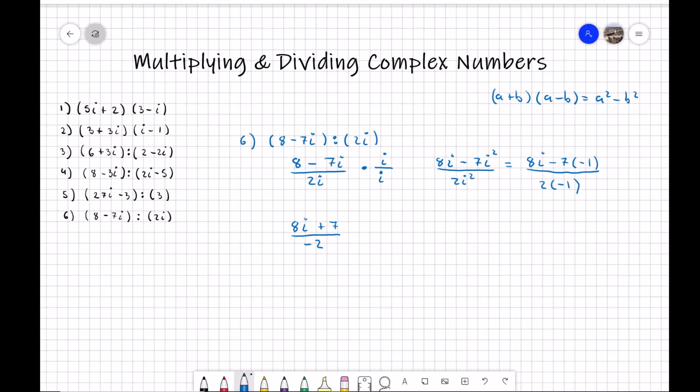And again, we also don't like negative numbers at the bottom, so all we have to do is switch it to the top, and we end up with 8i minus 7 divided by 2, right? And you see how we don't have the i at the bottom now. And basically that's what we have to do when we're dealing with divisions between complex numbers. All right, you just get rid of the i at the bottom.